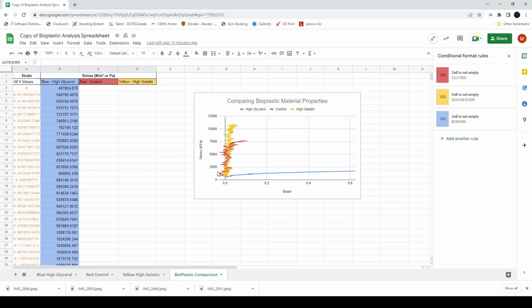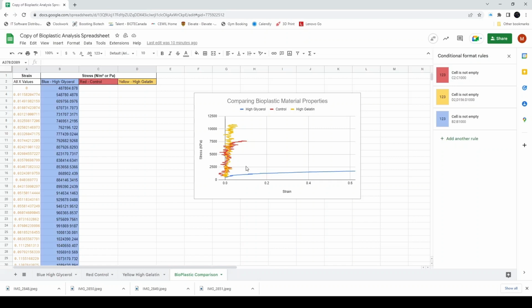These properties are important to understand, not just because it directly tells you which ones are the strongest and which ones are the stretchiest, but also because these bioplastics have different impact resistance. Impact resistance is the measure of energy that a material can absorb upon impact. So when we talk about impact resistance, we're talking about the area under the graph.